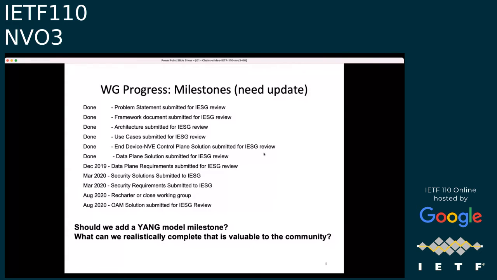Now, currently we have some OAM drafts in progress. We have a data plane encapsulation, which has been published. We have a whole set of other RFCs related to the framework and architecture of NVO3 that have been published. And we have some YANG models in progress. Is there anything else? I guess the question is that at some point we need a discussion on whether that is complete from the perspective of the working group, and if there's anything else that we need to do before wrapping up the working group that will be valuable to the community. Any comments on that?